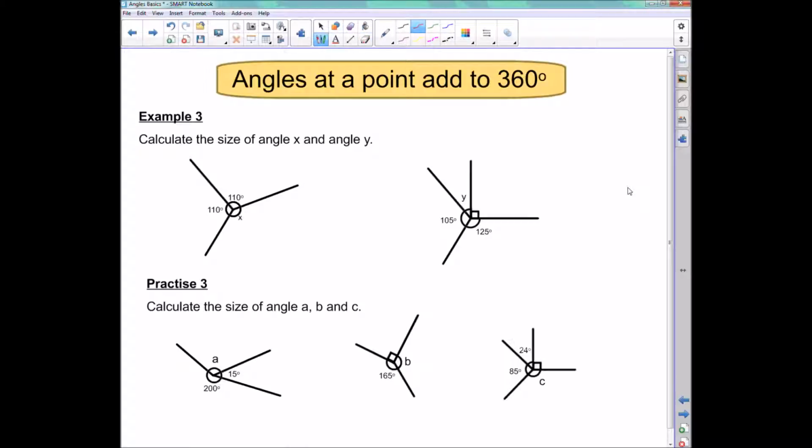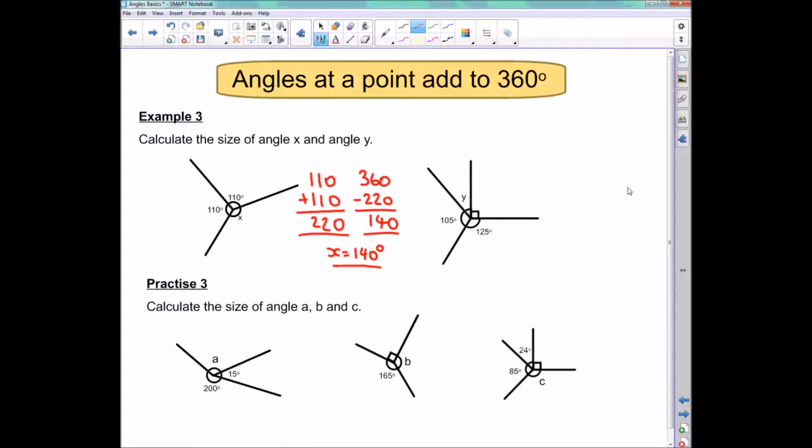Okay, so looking at the first example, I'm going to treat this exactly as I did the examples for straight lines. I'm going to start by adding all the angles that have been given to me. That's 110 and 110. 0 and 0 is 0, 1 and 1 is 2, 1 and 1 is 2, gives me 220. Now, instead of taking away from 180, I'm going to take away from 360. So I'm going to do 360, take away 220. 0 take away 0 is 0, 6 take away 2 is 4, 3 take away 2 is 1. So X is 140 degrees.